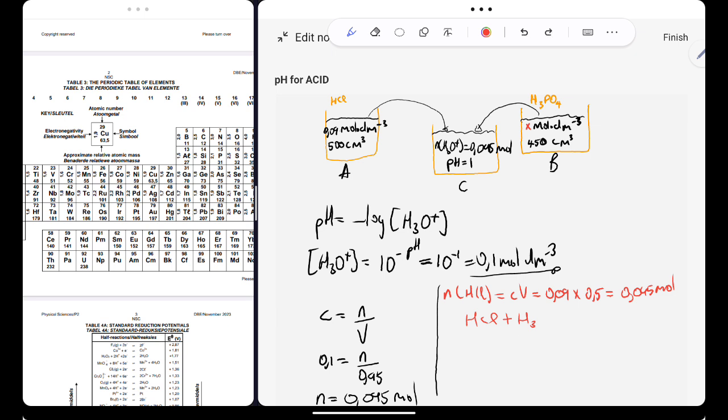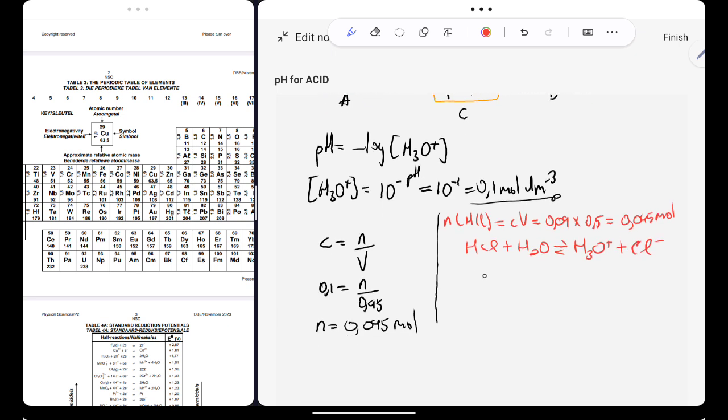Hydrochloric acid is monoprotic. So hydrochloric acid will give me one H3O+ ion. So I know that one HCl will give me one H3O+. So if I have 0.045, I want to know how much I will have of the hydronium ion. I'll just cross multiply. X, that represents the number of hydronium ions, will be equal to 0.045 moles.